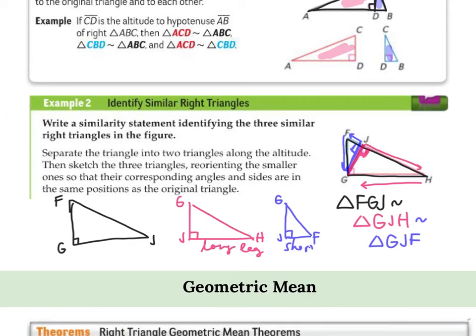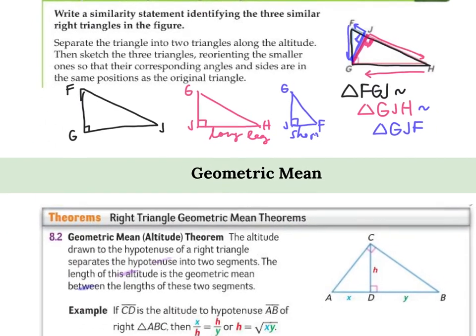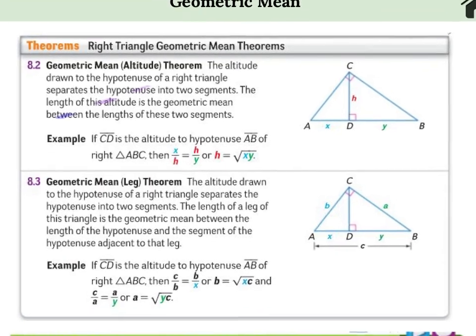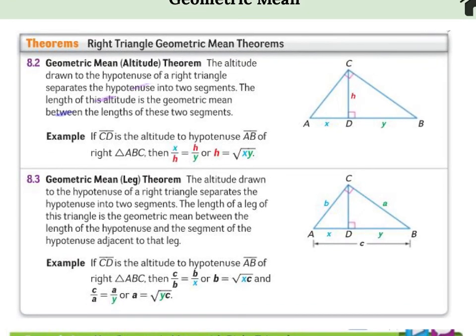So now we're going to take those two topics that we just covered, geometric mean and the similar right triangles, and marry the two concepts together, and see how we can find missing values. So we have these two geometric mean theorems that relate to triangles, right triangles specifically. So the first one is in relation to the altitude. So the geometric mean altitude theorem is talking about the altitude.